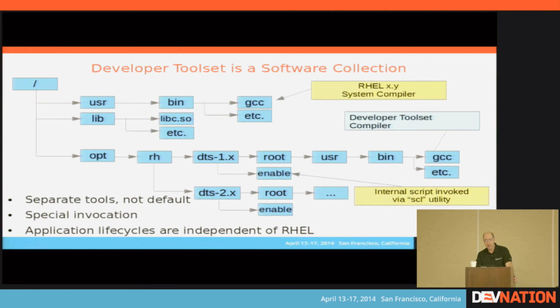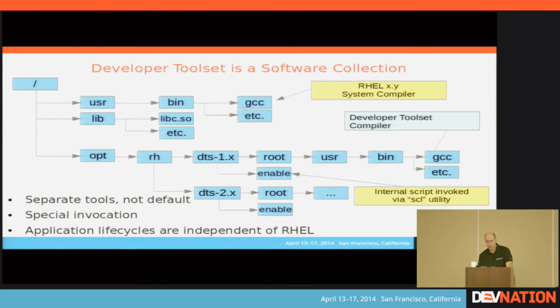This explains how software collections are installed. I've used GCC as an example here. So the system version of GCC is installed in the user bin directory. The first version of GCC we offered in the DTS, you can see how it's in the opt.rh for Red Hat DTS1 directory path. The second version of GCC available in the DTS2 goes into the DTS2 directory path here.